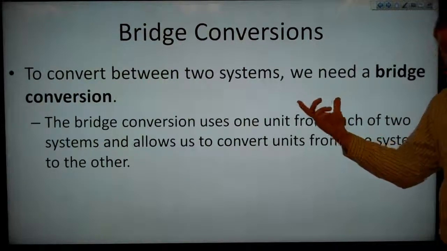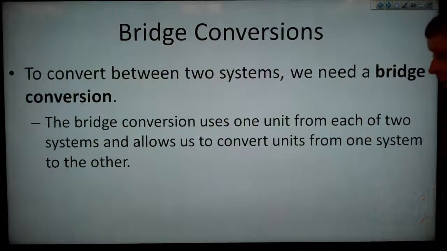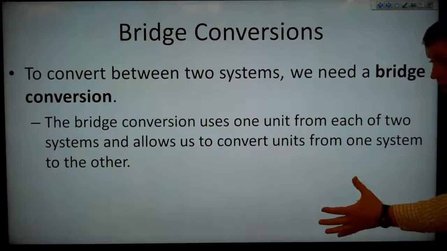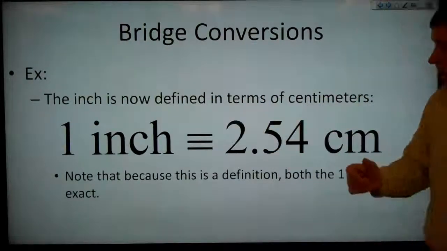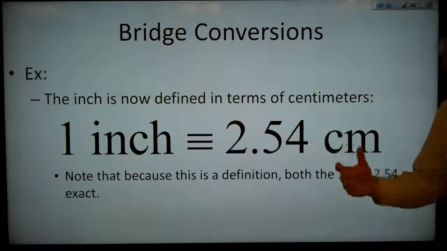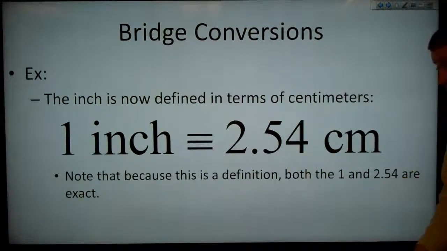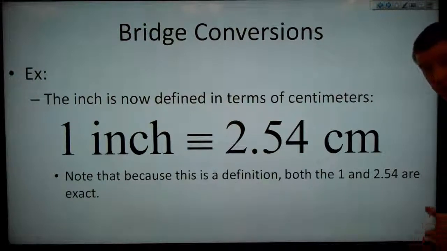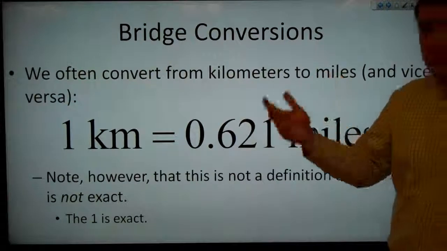To convert between our two systems, we need a bridge conversion. The bridge conversion uses one unit from each of our two systems and allows us to convert units from one system to the other. For example, the inch is now defined in terms of centimeters, so 1 inch is defined as exactly 2.54 centimeters. Note that this is a definition, so both the 1 and the 2.54 are exact numbers. There is no uncertainty in these numbers at all, so we can treat them as having an infinite number of sig figs.